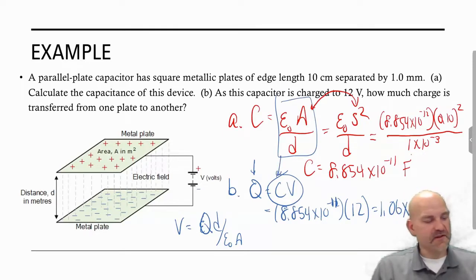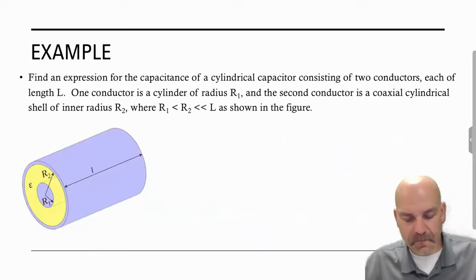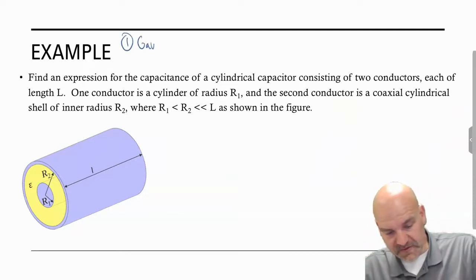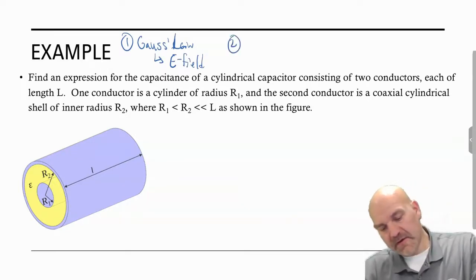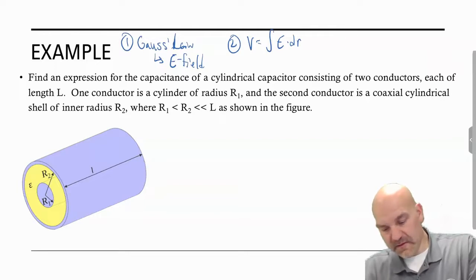Okay. Now let's look at the one that's a little bit more involved, right? So this is a cylindrical parallel plate. So the way we want to do this is we want to attack it as such. First thing is we're going to use Gauss's law. What Gauss's law will allow us to do is find the E field, right? The magnitude or an expression for the E field. The second thing we're going to do is define the potential difference by doing the integral of E dr. And then finally, we're going to plug it into the equation Q equals CV, or we can solve it for C right here.